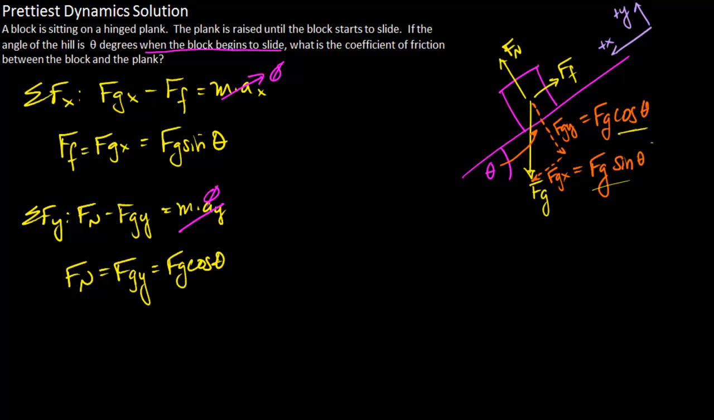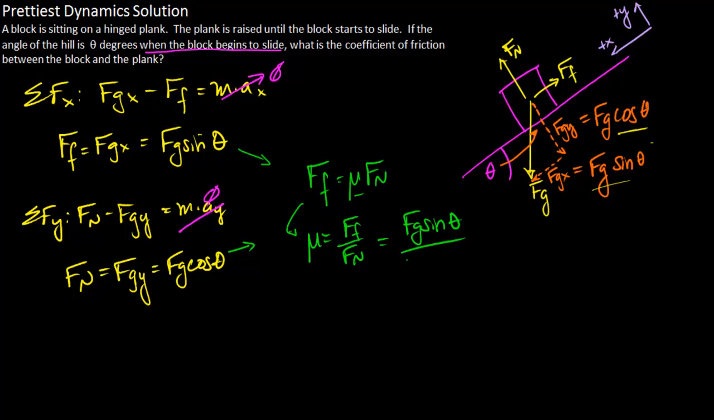Now we have one equation left to use. We can use our model of simple friction that says that friction force equals mu times the normal force. We're looking for mu, the coefficient of friction. This becomes mu equals the friction force divided by the normal force. If we now substitute in our values for friction and the normal force, mu becomes Fg sine theta divided by Fg cosine theta. And now you can start to see why this is really my favorite and the prettiest dynamic solution there is. Our Fg's cancel out.